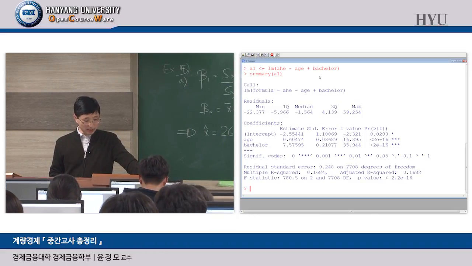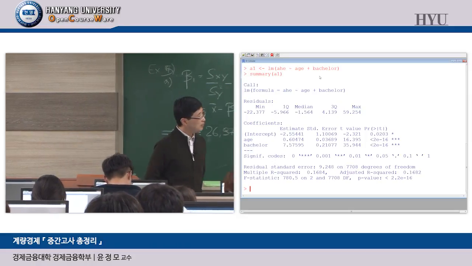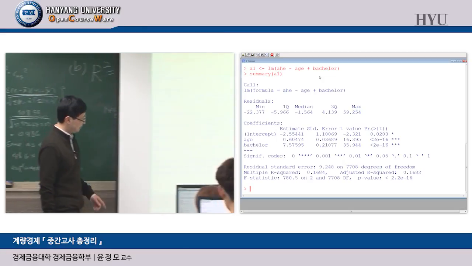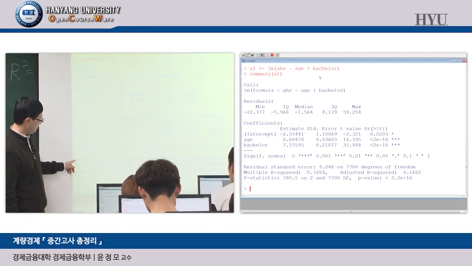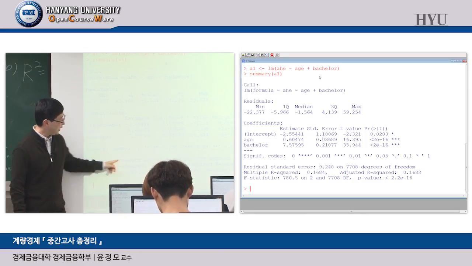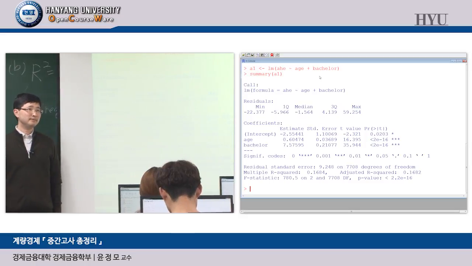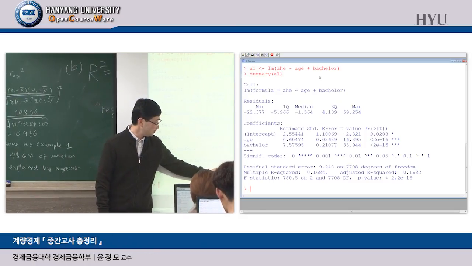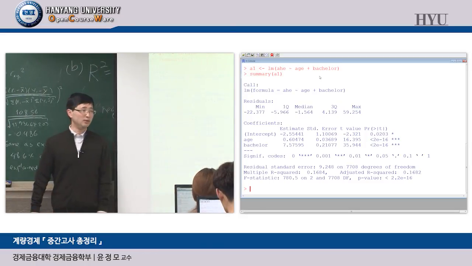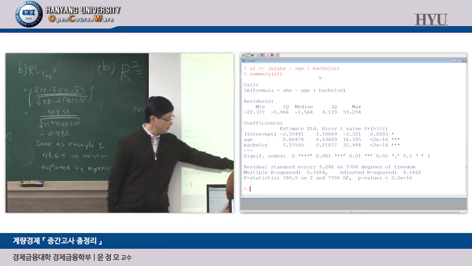Okay, let's go to D. What is the standard error of the regression? And what is its meaning? Where is the SER? This is the SER. Standard error of the regression is this one, 9.2. Okay? So this is the R squared, this is the SER. The two useful things we are going to use. Now what does it mean, 9.2?